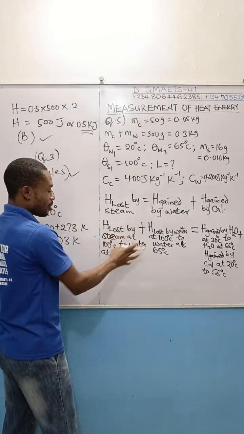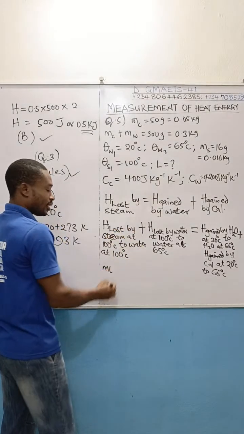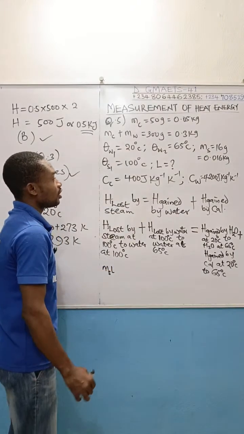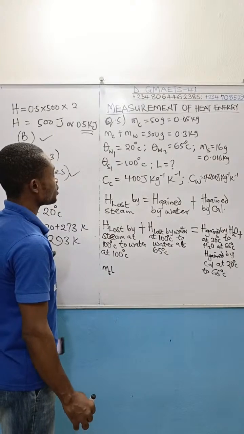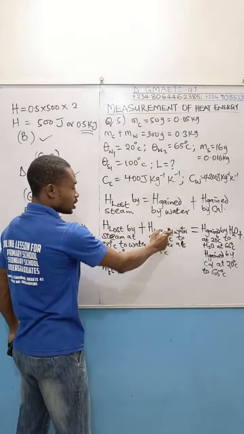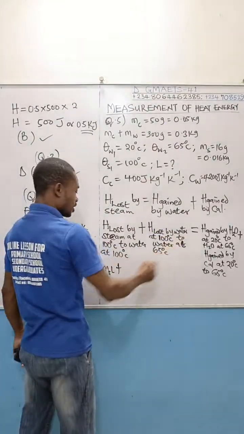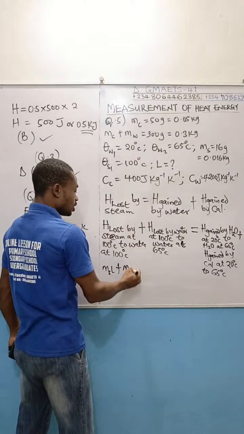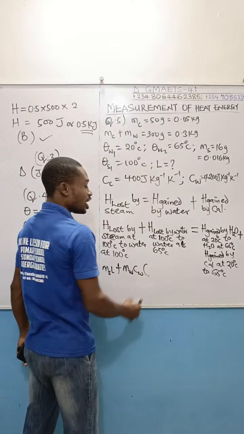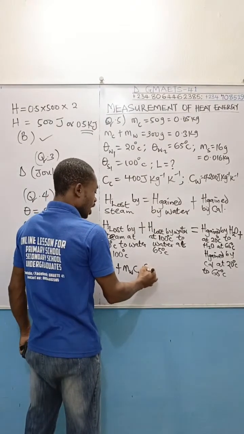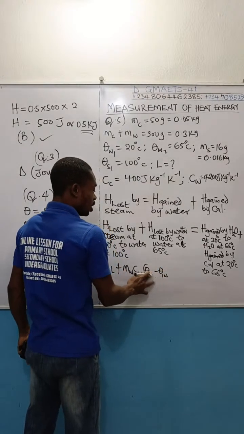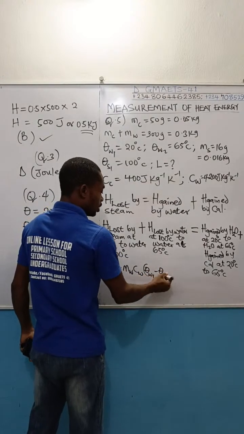Heat lost by steam at 100 to water at 100 is simply mL, mass of steam times latent heat of vaporization of steam. And mass of steam, I guess, was given to us: 0.016. And then this is plus, coming to this, heat lost by water at 100 to water at 65 is going to be mc delta T, which is mass of water, specific heat capacity of water, times temperature change, which is going to be theta 2 of water minus theta 1 of water.